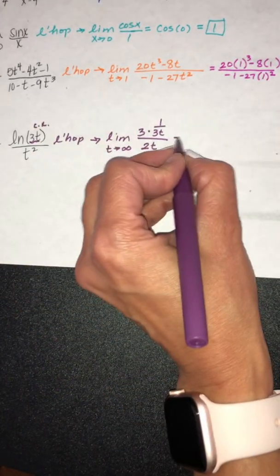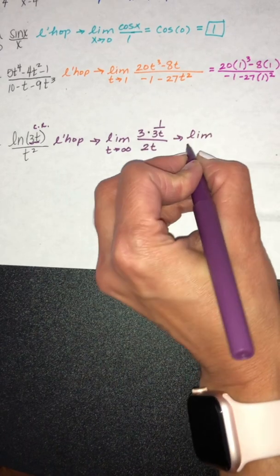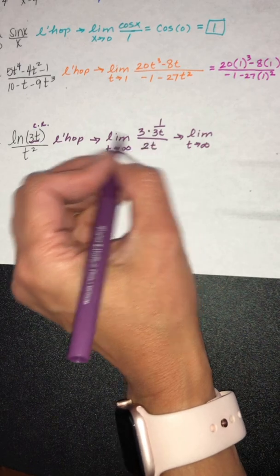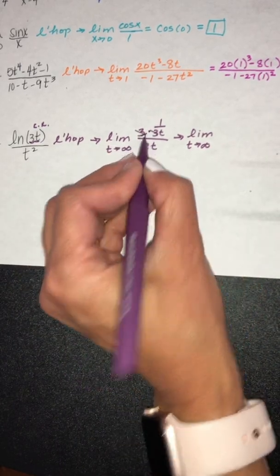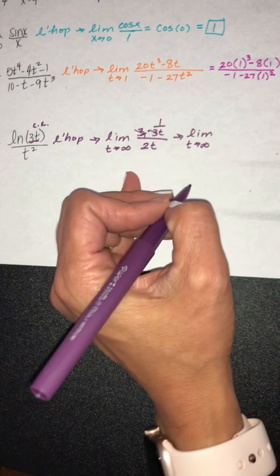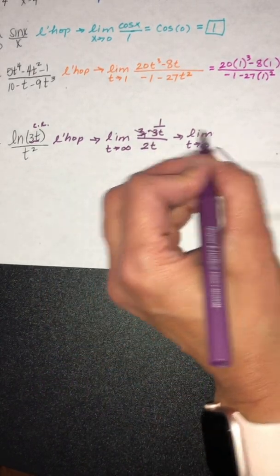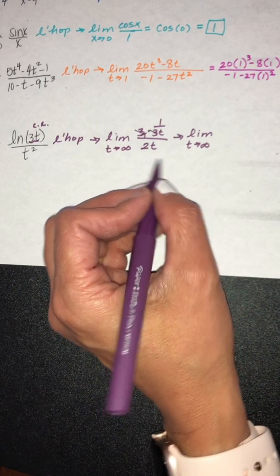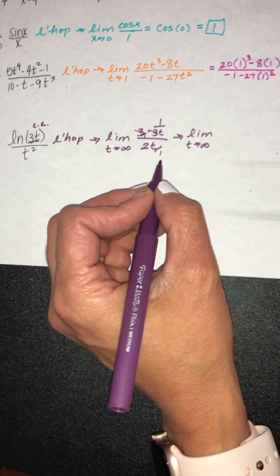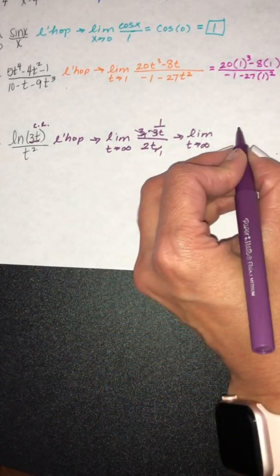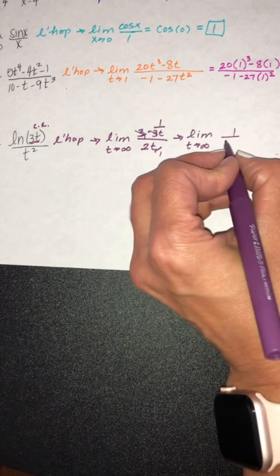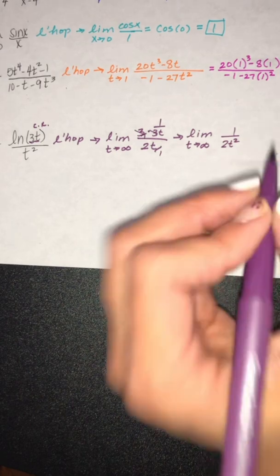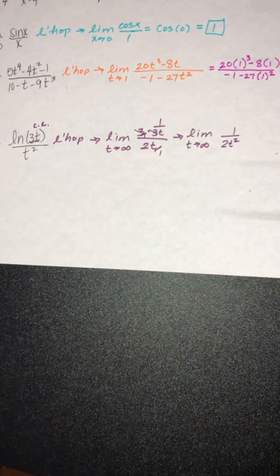Okay, let's clean this up some more. So I'll have the limit as t approaches infinity of 3 times 1 over 3t. Well, these 3's will cancel because this 3 technically is in a numerator and this one's in the denominator, so they're diagonally across from each other. So I will have 1 over t divided by 2t. Well, dividing fractions easy as pie, flip the second and multiply. So that'll be a 1 over 2t times 1 over t. So basically it's a 1 over 2t squared. So 2t times t. And now we can plug in infinity into the denominator.